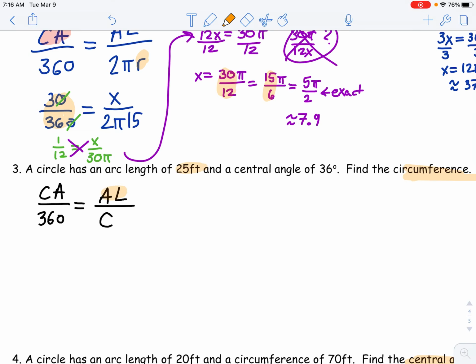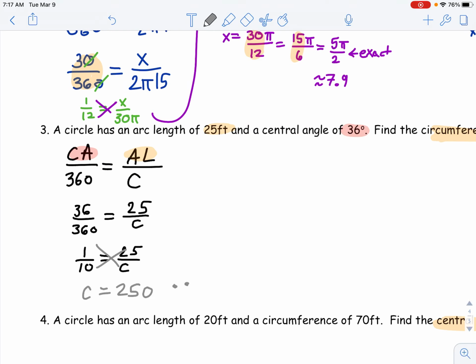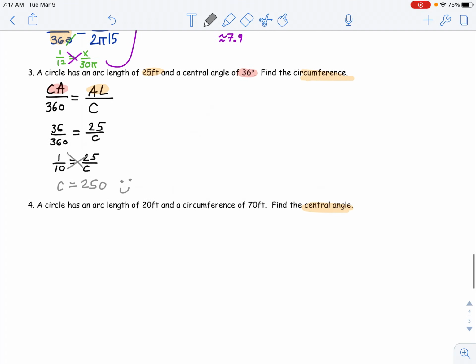All right, now arc length is 25, and central angle of 36. So we're going to get 36 over 360, arc length 25, and then c. And 36 over 360 reduces to 1/10. Ooh, this is going to be a nice, clean, crisp number. I'm going to get C equals 250. And we're going to put a smiley face because no pies, no rounding, nice, clean, crisp number. We missed those integers.